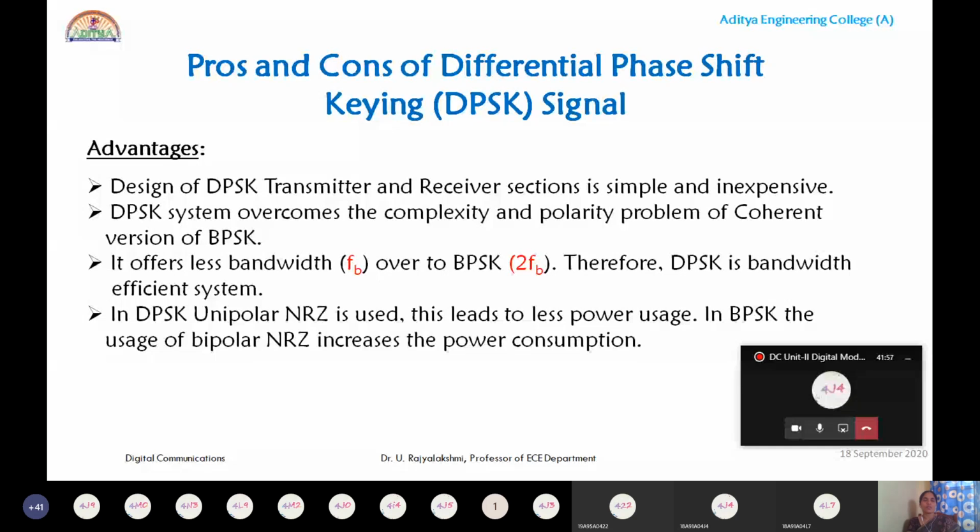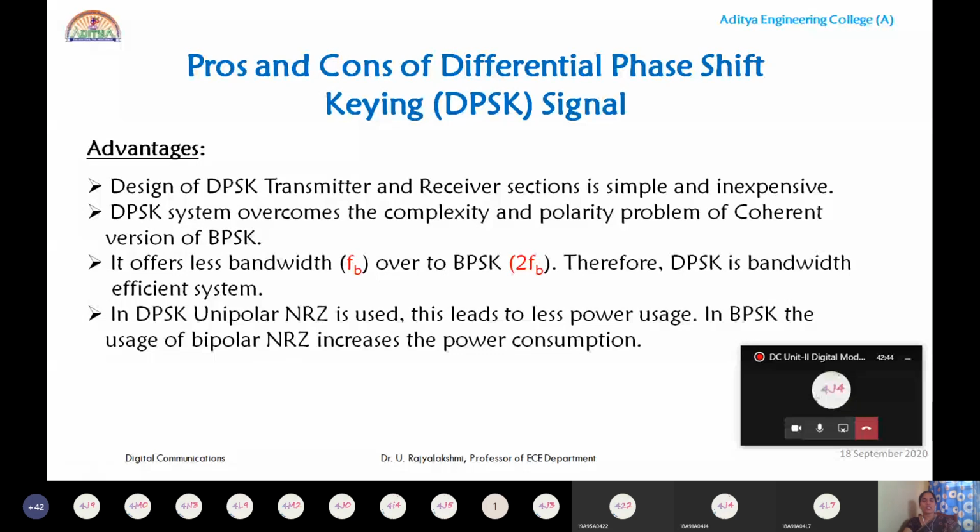But for certain applications, you need to simplify the circuit. At that instance, you can make use of differential phase shift keying transmitter and receiver sections, which are very simple and inexpensive. And also, we already discussed that BPSK has a complexity problem due to coherent detection and a polarity problem. Why polarity problem? Because here we make use of a bipolar signal. Why bipolar? Its magnitude is plus or minus 1 when the data bit is 1 and 0 respectively. So that's why our input signal is bipolar. Once it is bipolar, obviously it has high power consumption.